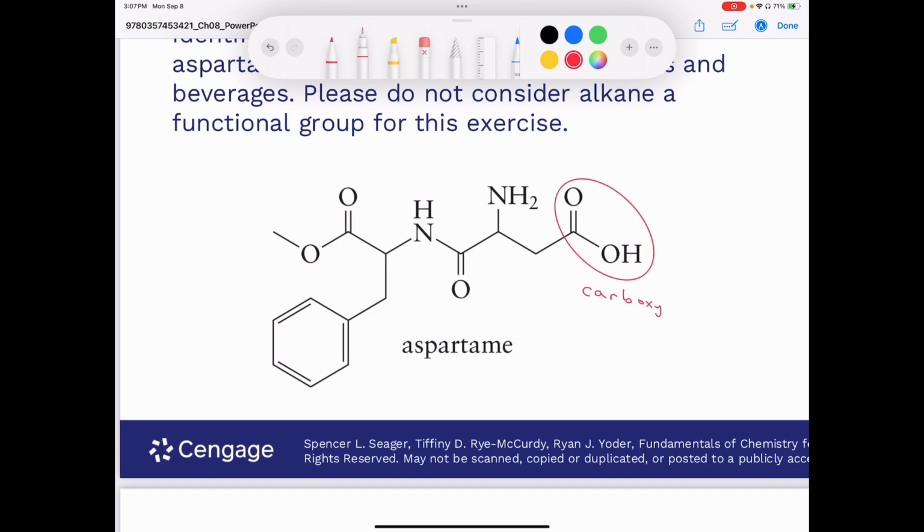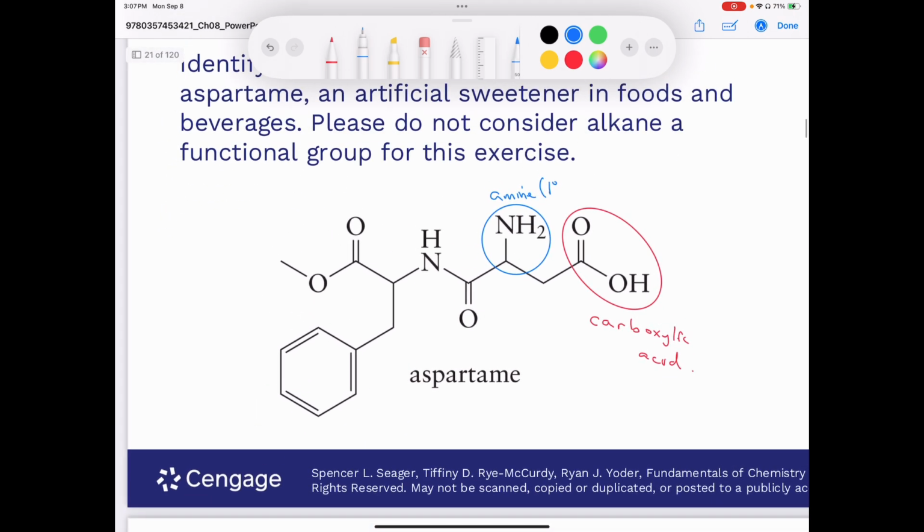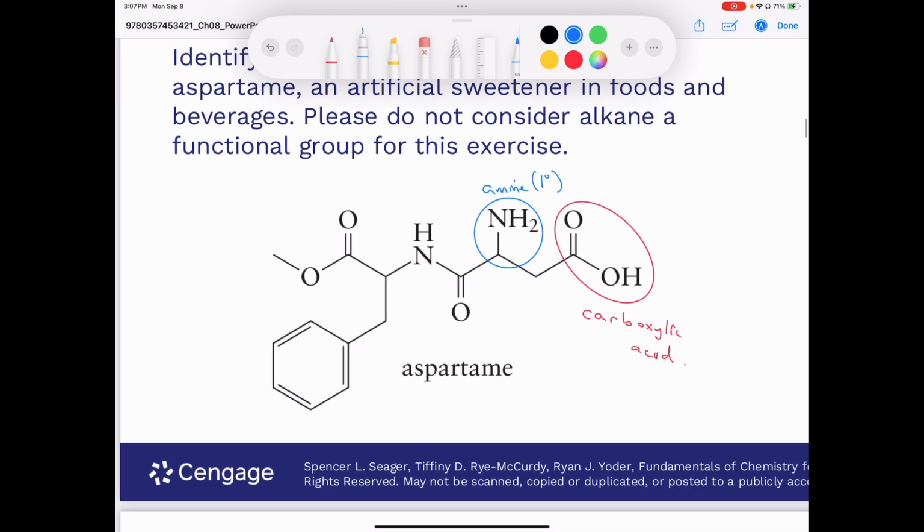So carboxylic acid. Then here we have a carbon attached to a nitrogen with hydrogens on it. This would be an amine. This is actually what we call a primary amine, but I'll just leave it at amine for now. Next one here, you've got a carbon with a double bond to oxygen, and then attached to this carbon here, you have a nitrogen, which makes this an amide. So I'll scribble that in here, amide.